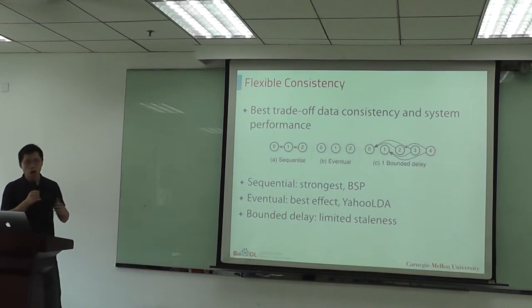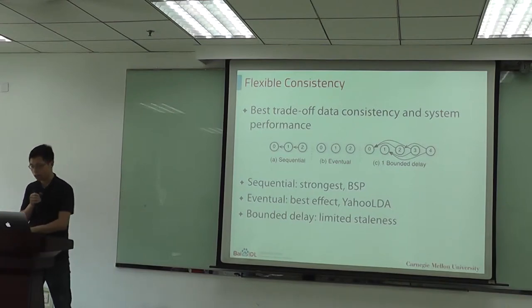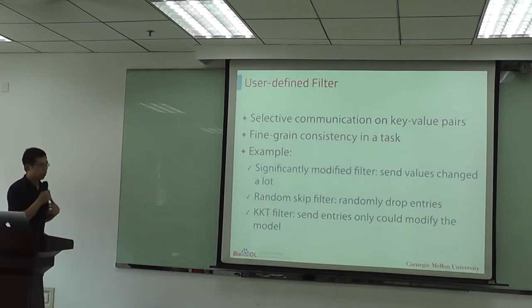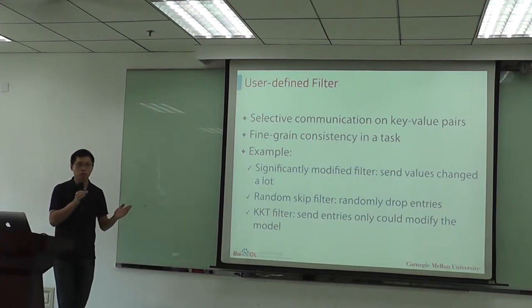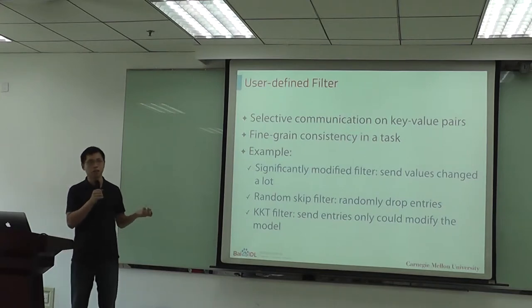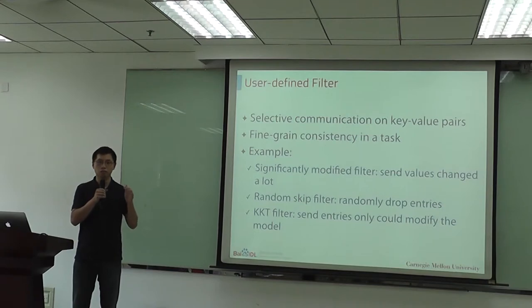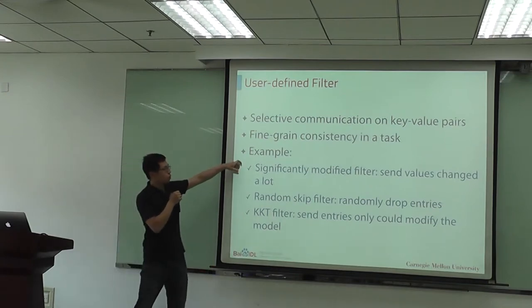And this is about the data consistency between different tasks. Next, you can control more things about the data within the task. For example, for each iteration, maybe you want to send some key-value pairs, but you can select this communication. So you only select some key-values to be sent, and the rest maybe wait until the next time. Here are a lot of examples.